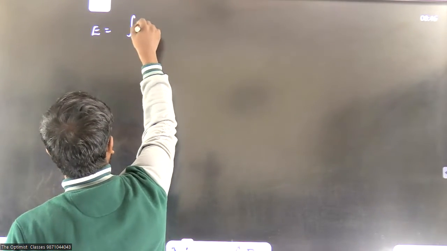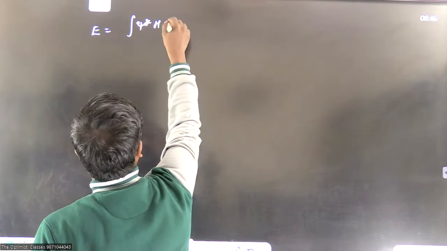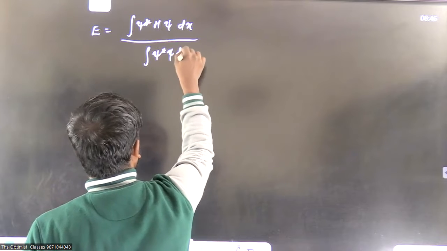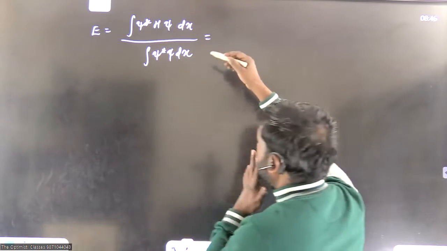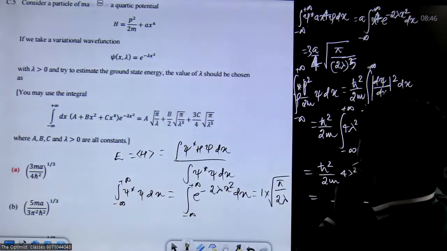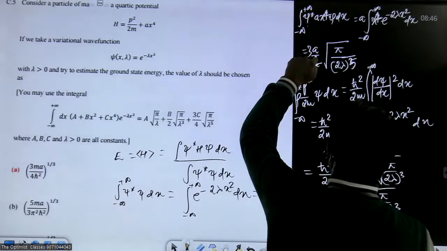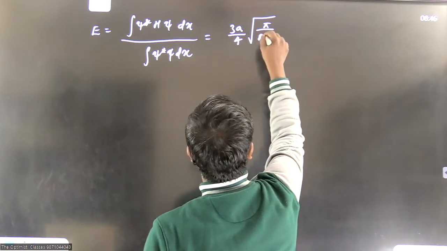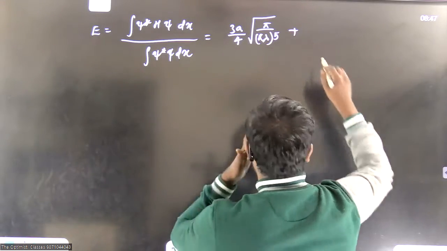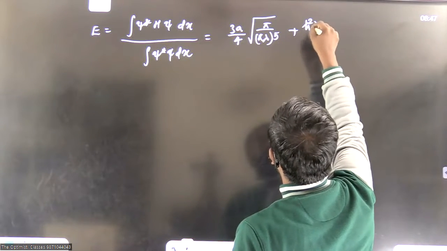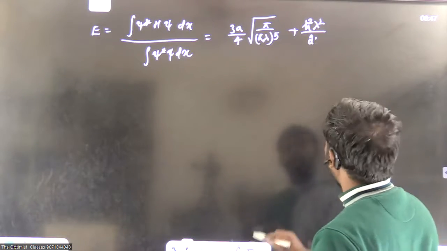So let's see. Here we have E equal to integration psi star H psi dx, divided by integration psi star psi dx. When you calculate this, basically you are calculating the expectation value of p square by 2m and the expectation value of a x square, which we have calculated here already. So let's write it: 3a by 4 and pi divided by 2 lambda to the power 5, plus h bar square lambda square divided by m.